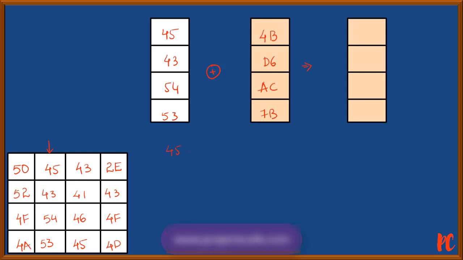45, which is nothing but 0 1 0 0 followed by 0 1 0 1. 4b, 0 1 0 0 1 0 1 1. Making an XOR operation will lead to 1 1 0 0 1 1 1 0 1 1 0 1. Similarly 0 0 0 0, which is nothing but 0e. So the resultant would be 0e.